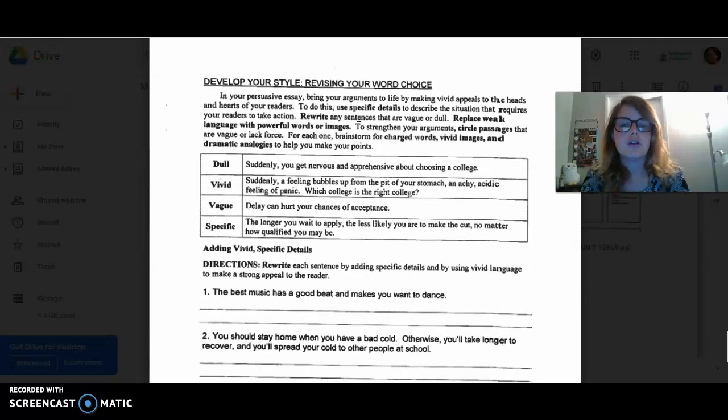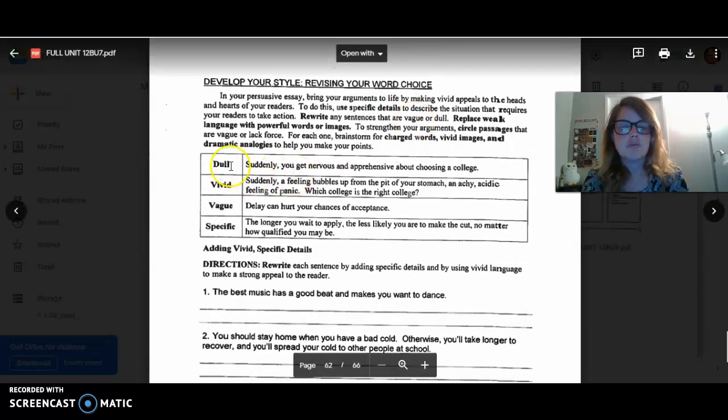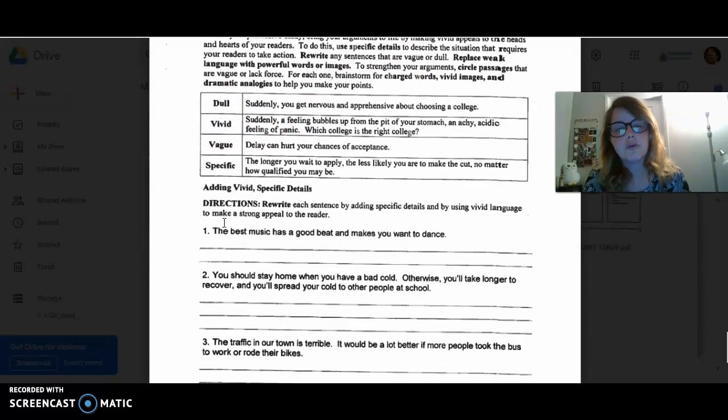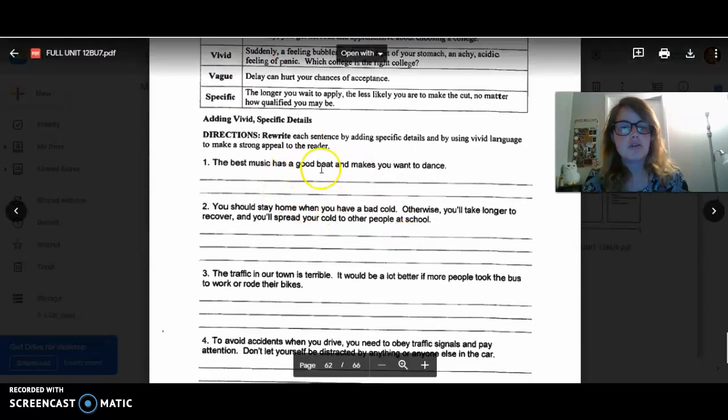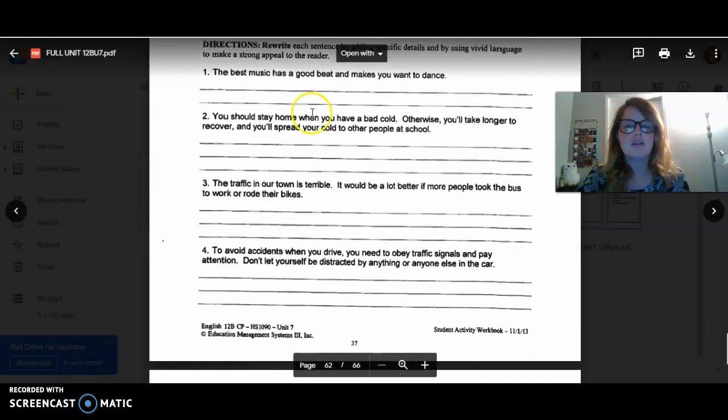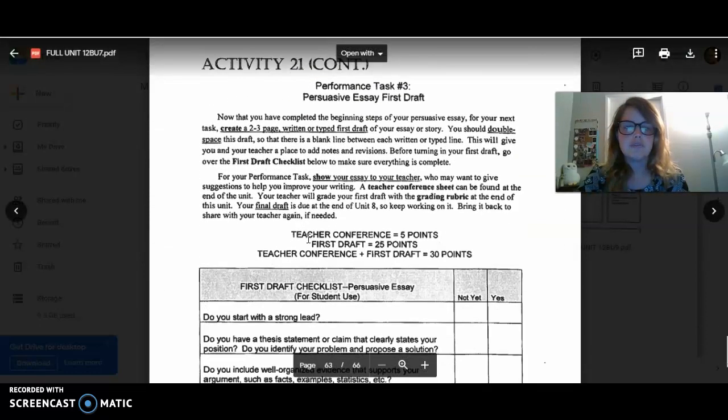We want to work on our word choice, so make sure that we have vivid, specific language. So you're going to rewrite these sentences to be more vivid and specific. The best music has a good beat that makes you want to dance. So the most eclectic music has a diverse beat that makes you want to dance, something like that. And you're going to do that through 1 through 4 to rewrite those sentences.